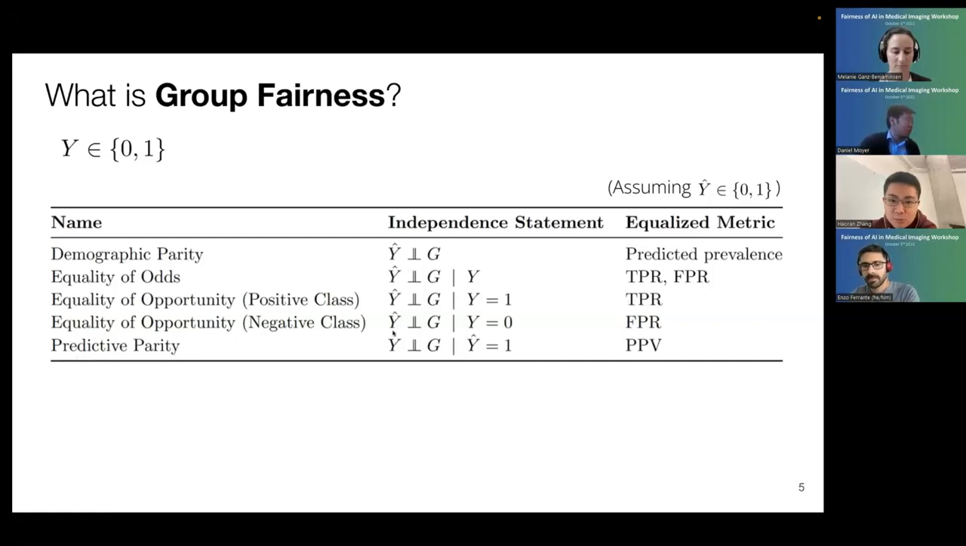Similarly, predictive parity says we should have equal precision between groups. This is a pretty big assumption because typically our model outputs a risk score between 0 and 1 and not a binarized value. We'll come back to relax this assumption in a couple of slides.